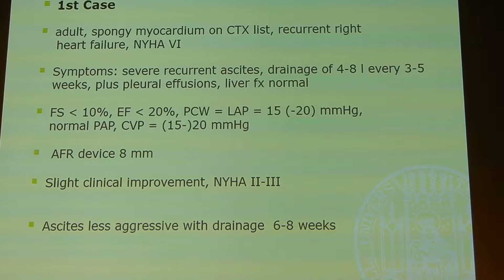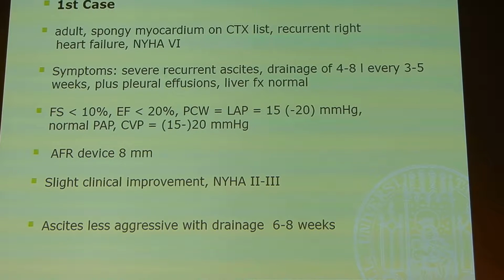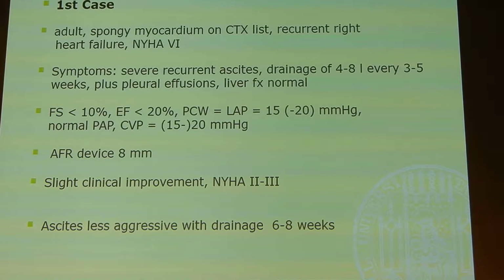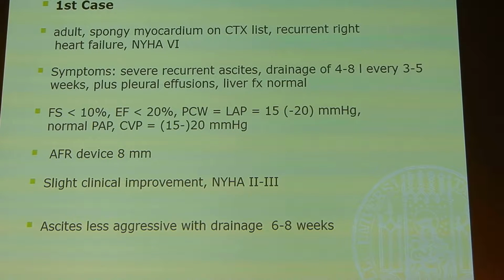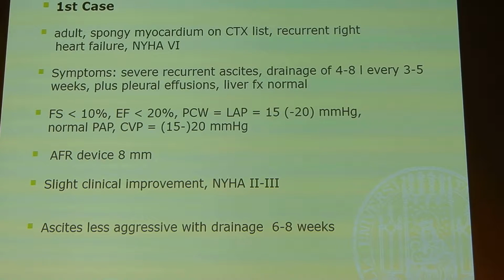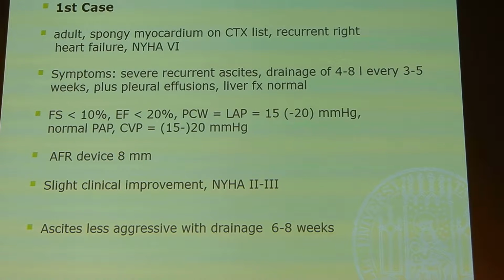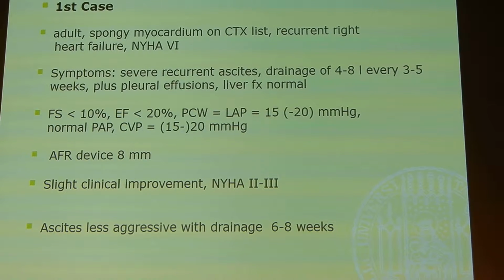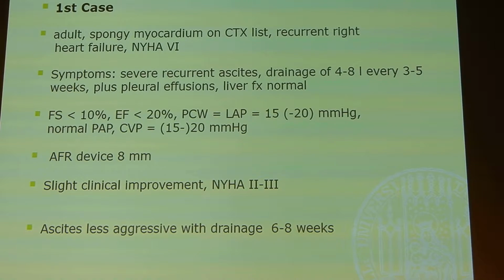However, because of the history and the monstrous right ventricular symptoms with huge ascites and the necessity to drain this ascites every once in a while, we decided to create a fenestration and implant an AFR device of 8 millimeters. Consequently, there was a slight improvement. The patient recovered to functional status 2 to 3, and the ascites seems to be less aggressive. However, all medications were continued as before.